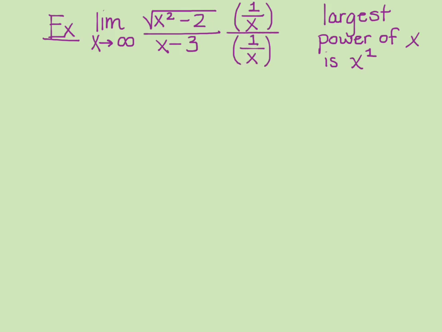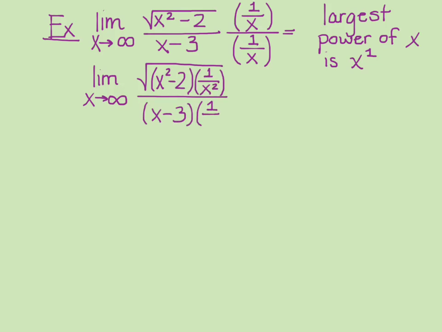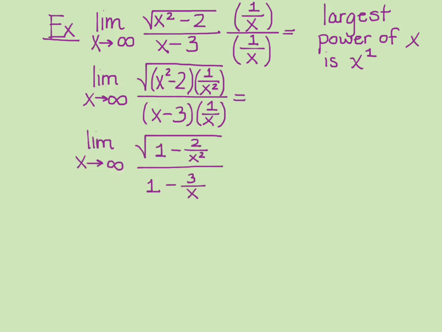So what I'm going to do is multiply the top and the bottom by 1 over x and distribute it through. In order to distribute the 1 over x into the radical, however, I need to actually square 1 over x. So I have the square root of x squared minus 2 times 1 over x squared over x minus 3 times 1 over x. Now I can distribute the 1 over x squared through the top and the 1 over x through the bottom and do direct substitution like we've been doing. And I end up with 1 over 1, which is 1.